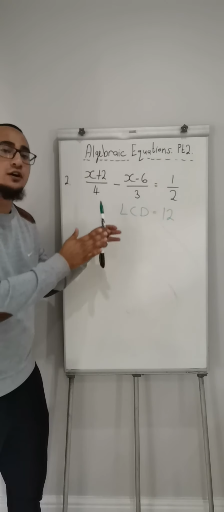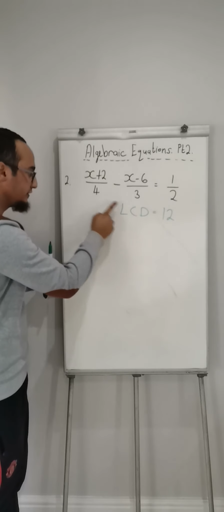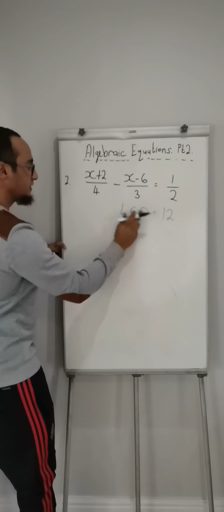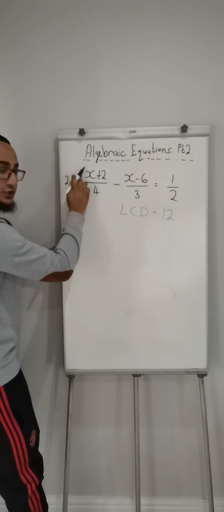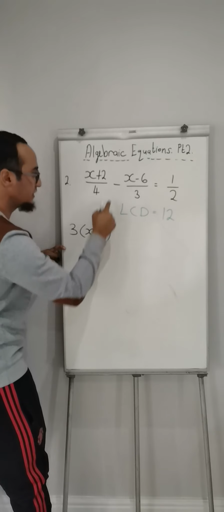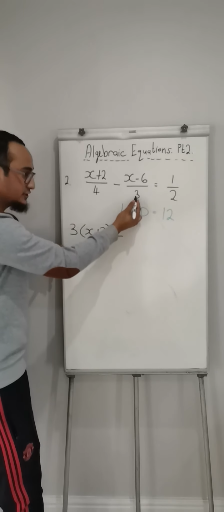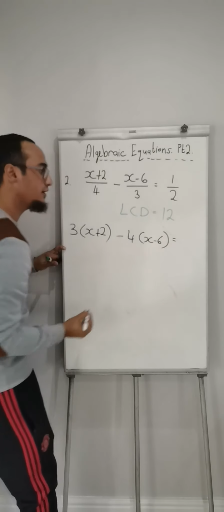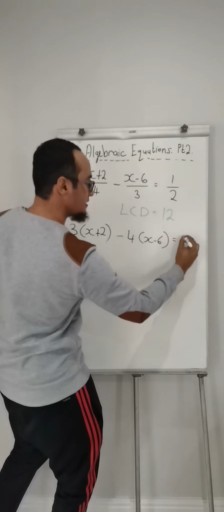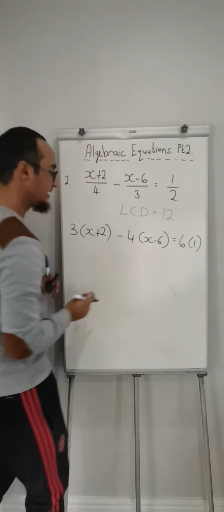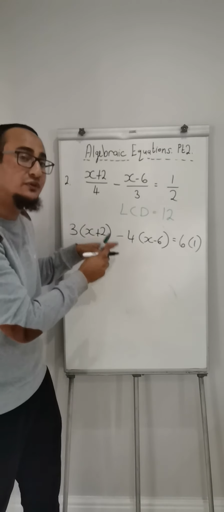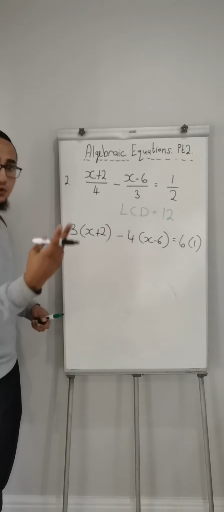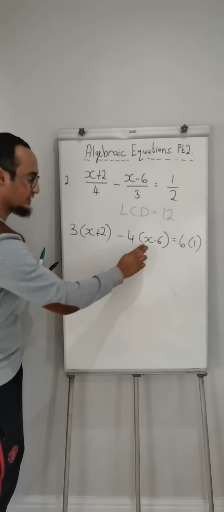Now, I do something that you've known before. LCD divided by denominator multiplied by numerator, and I do it right through my equation. So 12 divided by 4 is 3, 3 multiplied by my numerator, x plus 2. What's next? Subtraction sign. 12 divided by 3 is 4, multiplied by my numerator. Notice how I keep it in brackets. Equal to sign. 12 divided by 2 is 6 multiplied by my numerator over here. Now, if I take a careful look at this format, this is the format we've done in example number 1. I see brackets, I multiply. How many terms? 2 terms. I multiply twice, exactly the same thing over there.